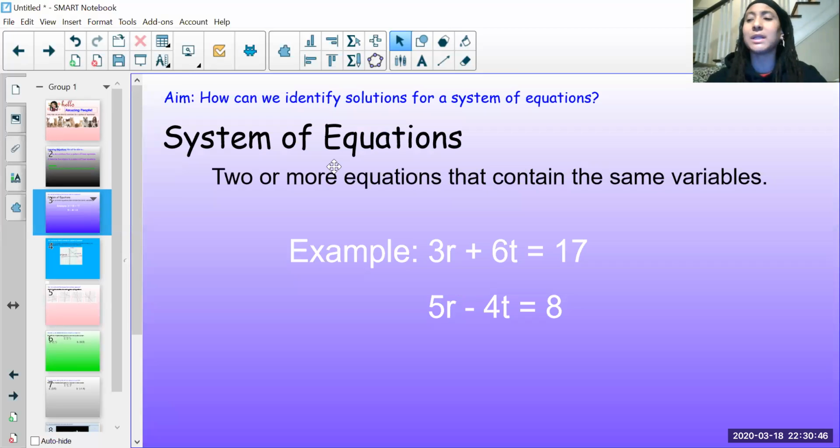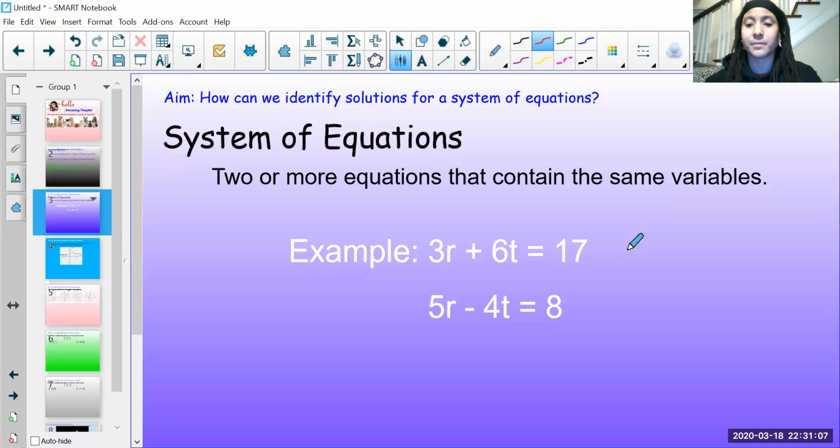So what is a system of equations? It is two or more equations that contain the same variables. So if you notice here, we have two equations. The first equation says 3r plus 6t is equal to 17. My second equation says 5r minus 4t is equal to 18. If you notice, both equations have the same variables, which are r and t. We got a system. That's it.